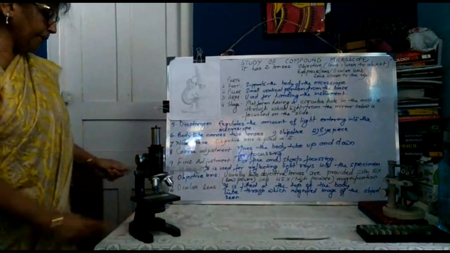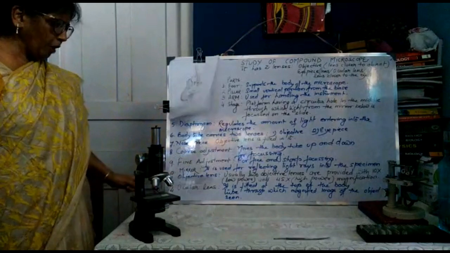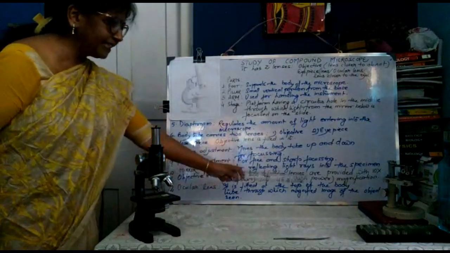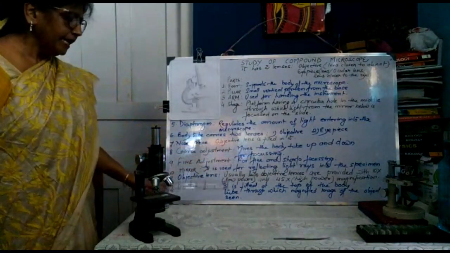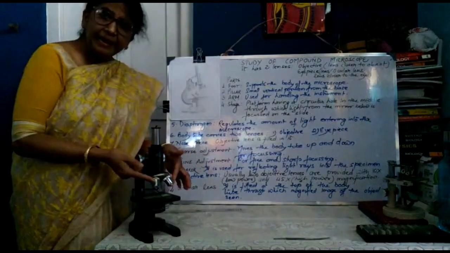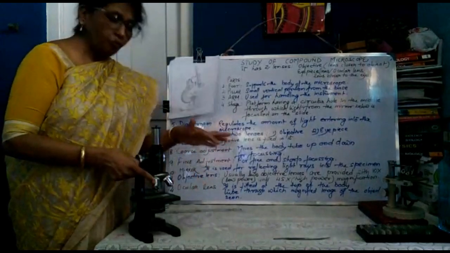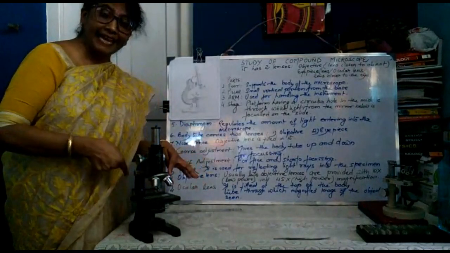Then the mirror is there. It is used for reflecting light rays onto the specimen. Then the objective lens: usually two objective lenses are provided, 10x, that is the low power, and 45x, that is the high power. But here I have taken three objective lenses. One is 10x, one is 45x, and one is 100x.